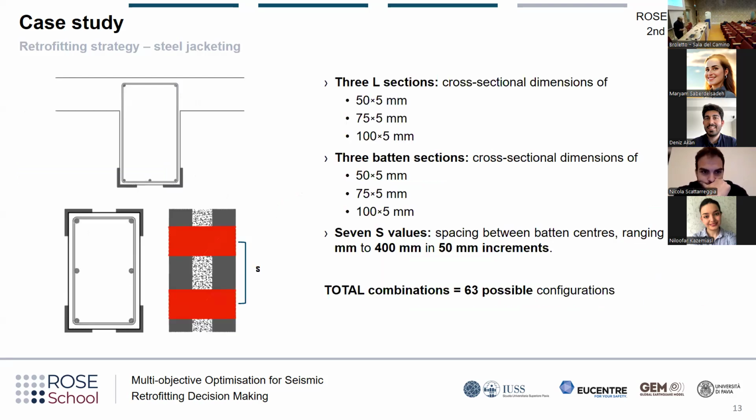We have employed steel jacketing with 3 different angle sections, 3 different batten sections, 7 different spacings, in total 63 different combinations that can happen, and also for each member, a yes or no question. So the design space is big at the end.